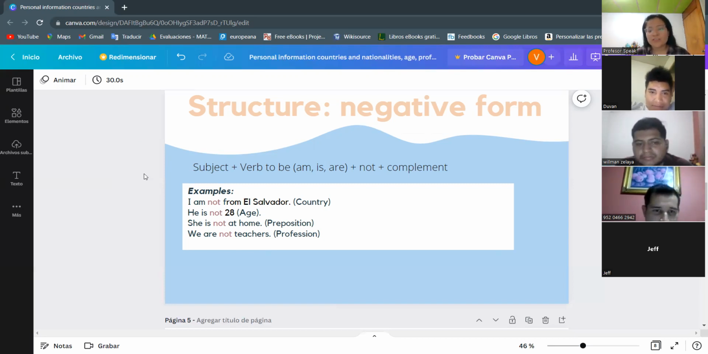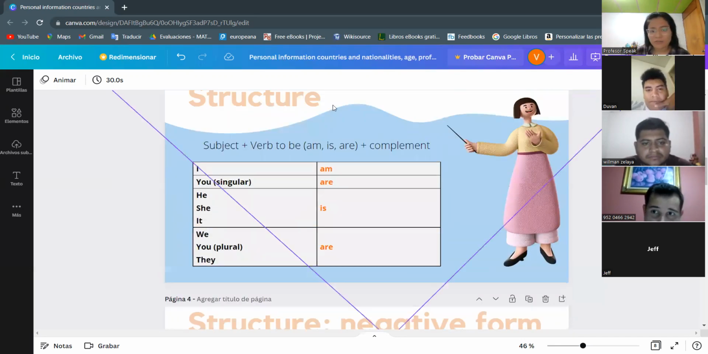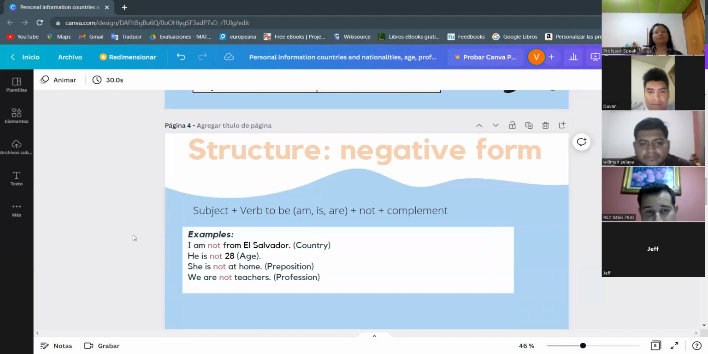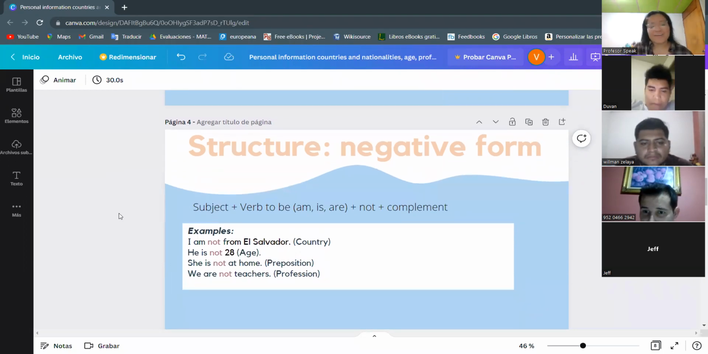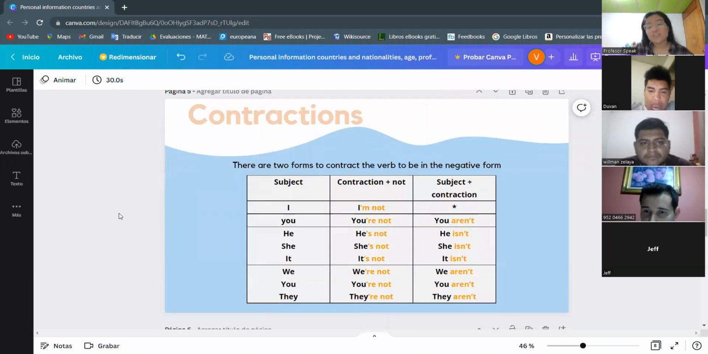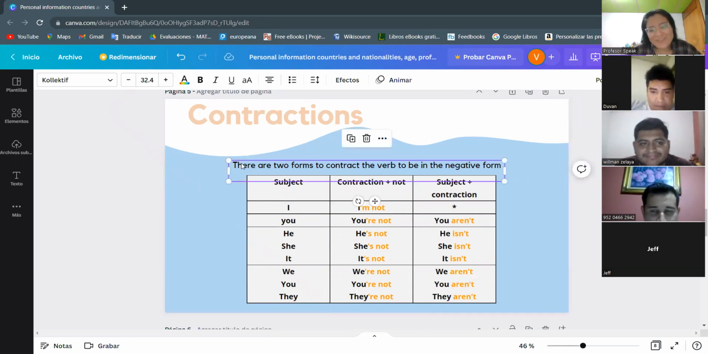So what is the difference, Jeff, between the positive form and the negative form? In the negative form, we have to add the word not after the verb to be. Good job, correct. All right, let's see. Now we have the contractions for the negative form. What is a contraction? When you make a union between two words. Yes. Okay, so Dulan, now that you open your microphone, can you help us reading, please?